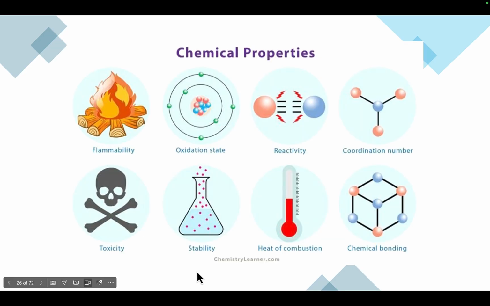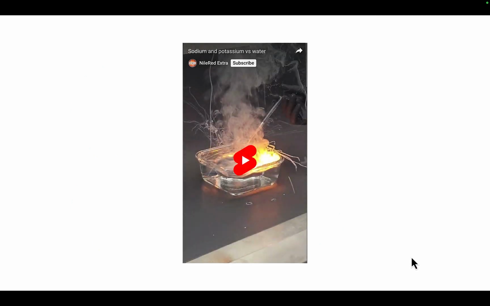And so we look at things like flammability, does it burn, its oxidation state, and some of these things we haven't gone into, and that's okay. But, is it stable? Is it explosive? Is it toxic? How quickly and how violently does it react? These are all chemical properties that we can look at.